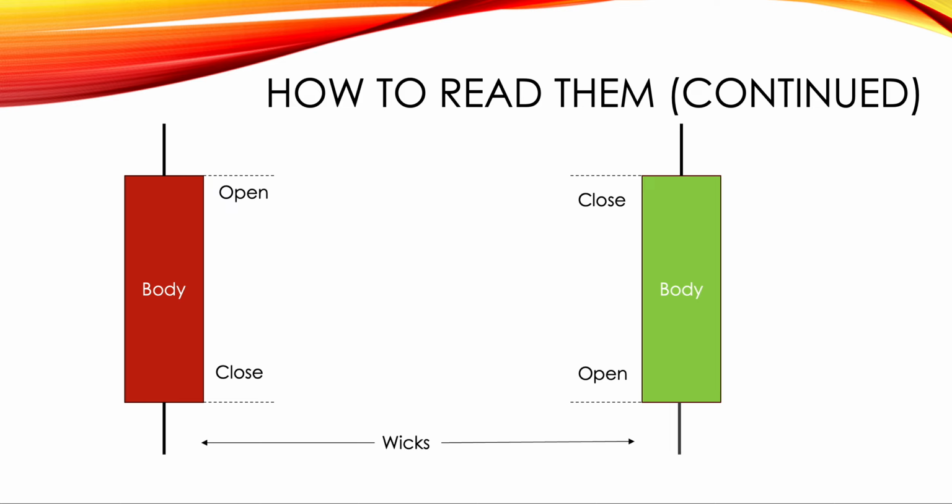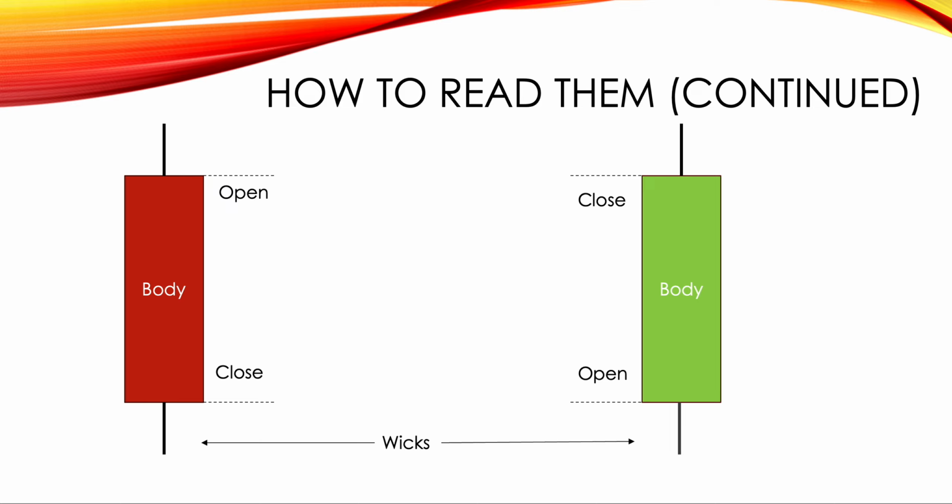Sometimes there's a long wick at either end. Sometimes there's no wicks at either end. But the point that you guys need to understand is that the middle bit, that's green and red, is what is called the body of the candle.